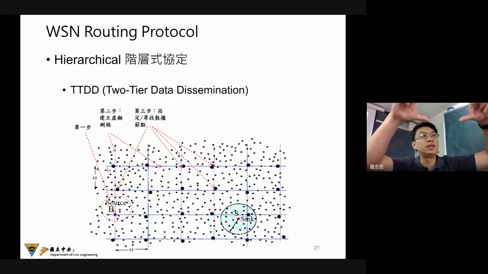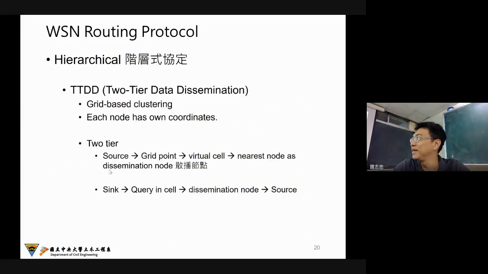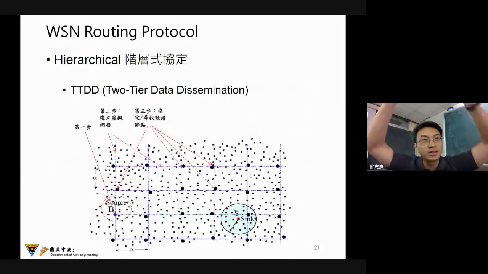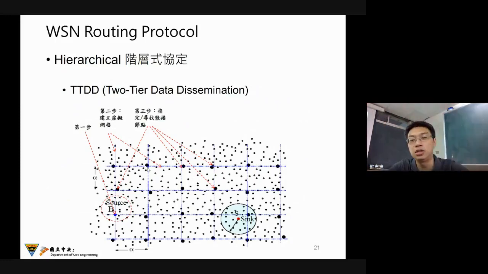And for each grid, we will assign one of these members as a cluster head. The other ones are cluster members. So unlike this, we use the virtual grids to divide into different clusters, and each cluster has a cluster head for the transmission of data to the sink.